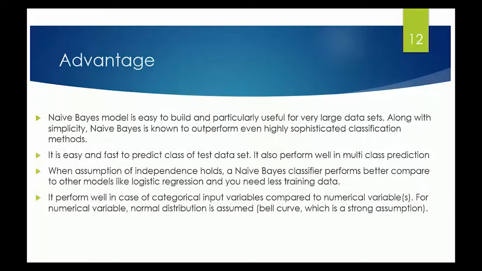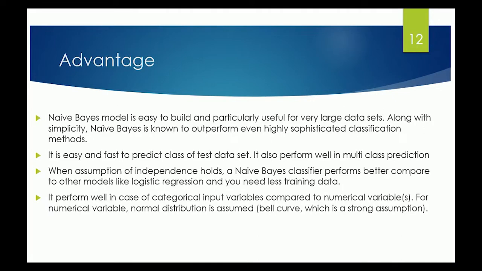So what are the advantages and disadvantages of the naive-Bayes classifier? The advantage is that it is easy to build and particularly useful for very large data sets. Naive-Bayes is known to outperform even highly sophisticated classification methods. It is easy to use, but it can surpass in performance the highly sophisticated methods. Now, it is easy and fast to predict the test data set.